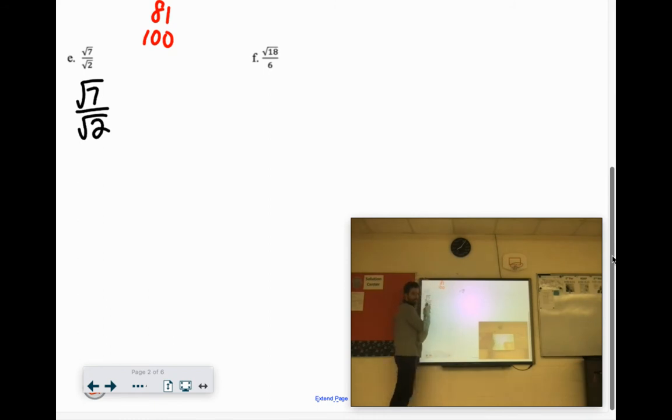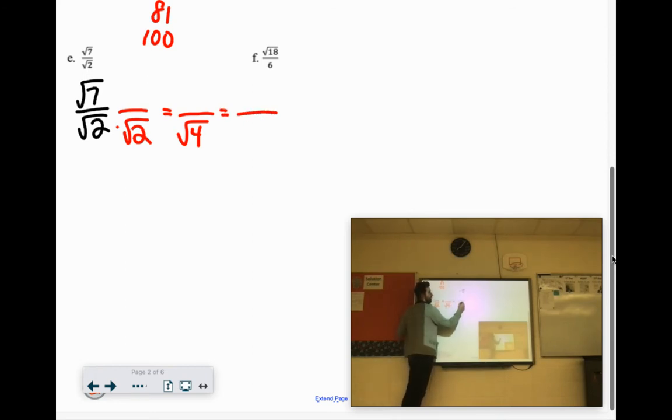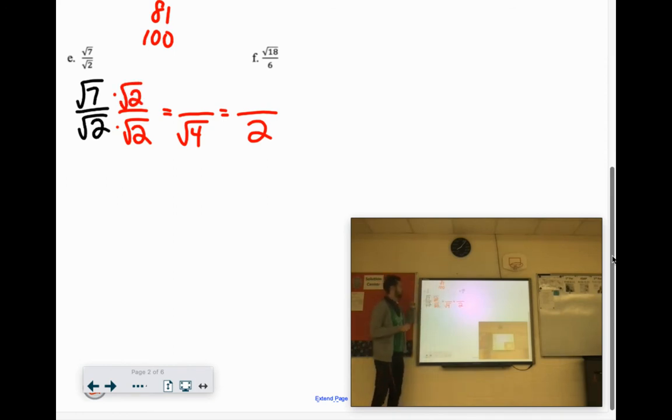We can't have radicals in the denominator. So I'm going to multiply it by root 2, because root 2 times root 2 would be root 4, and the square root of 4 is just regular 2. So it completely gets rid of the radical in the denominator. But if you do that in the denominator, you have to do it in the numerator too. So we're going to multiply the numerator by root 2.